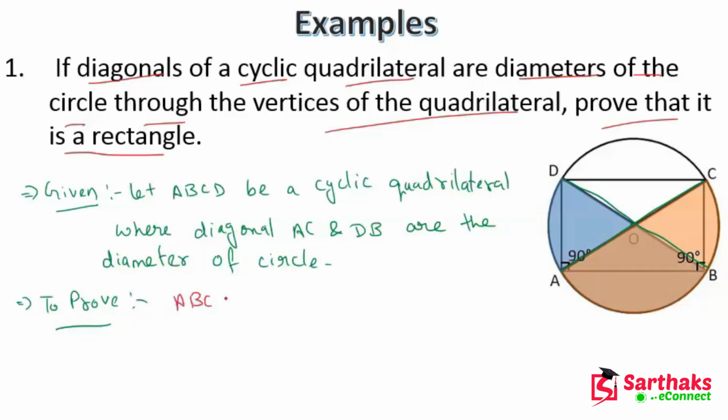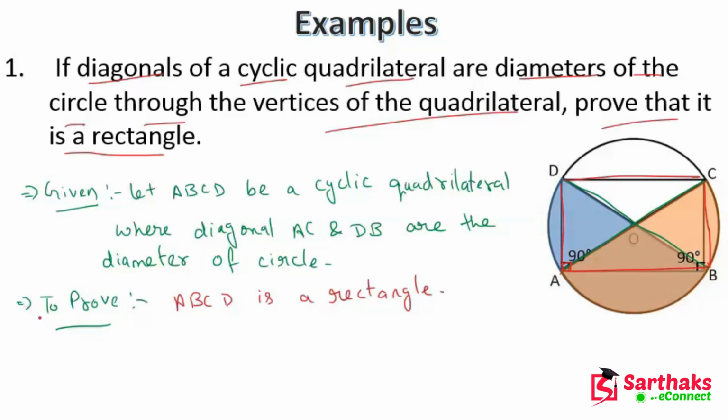We have to prove ABCD is a rectangle. Now my dear friends, what is a rectangle? A rectangle is a parallelogram with one angle of 90 degrees. We know that very well. So we first prove ABCD is a parallelogram, then that one angle is 90 degrees. First of all we have to prove that ABCD is a parallelogram, then we have to prove that one angle is 90 degrees.